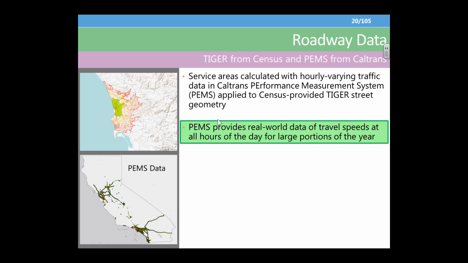Now, one of the benefits of PeMS is that it's real-world data, and it covers all hours of the day, so you can tailor the inputs you want out of that data set. You can choose your peak traffic time, or if you wanted to look at how coverage changes at different times, you could do that by implementing PeMS data.